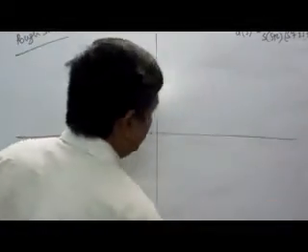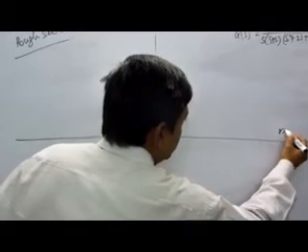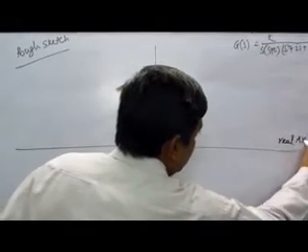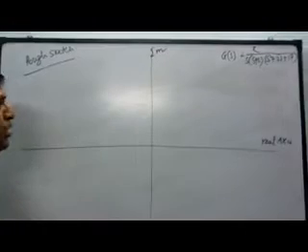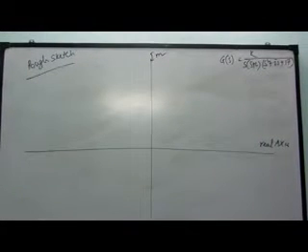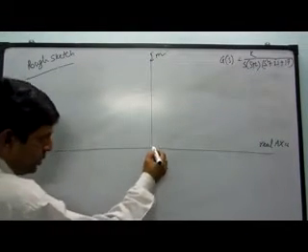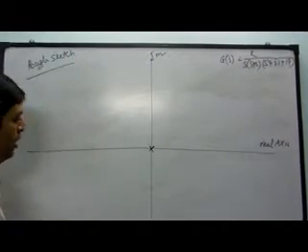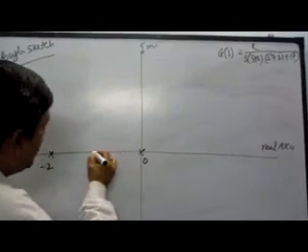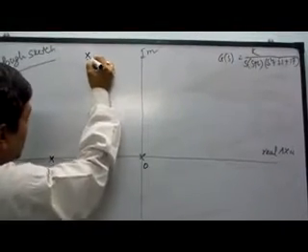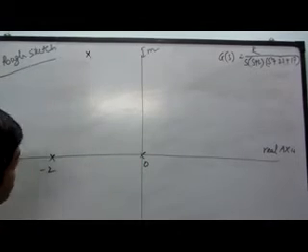There are two axes. One is the real axis, another is the imaginary axis. Now, the location of poles. Poles are located at 0, minus 2, minus 1 plus 4j, minus 1 minus 4j.